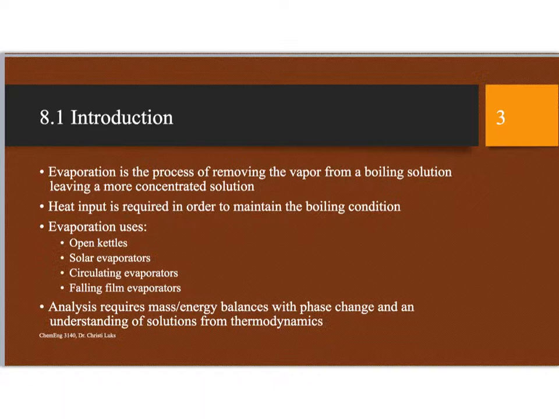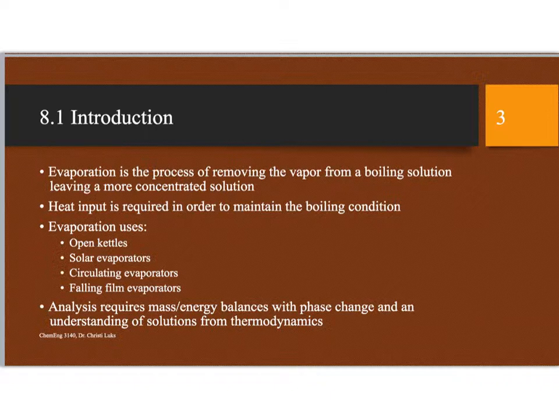I think that everyone knows about how things evaporate, but it's the process of removing the vapor from a boiling solution, boiling simply meaning that it has two phases in equilibrium, so that you are left with a more concentrated solution. So the goal of evaporation is about removing a portion of the liquid to the vapor phase. In order to keep this condition at the boiling point, you are going to require heat input, and there are various kinds of ways we can do this.